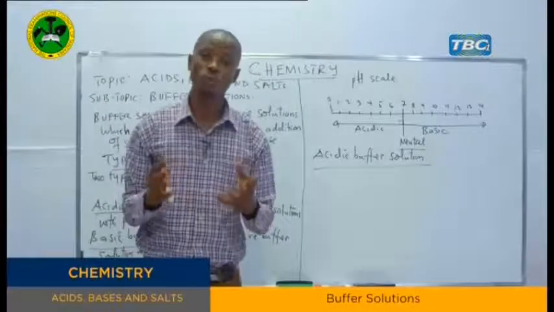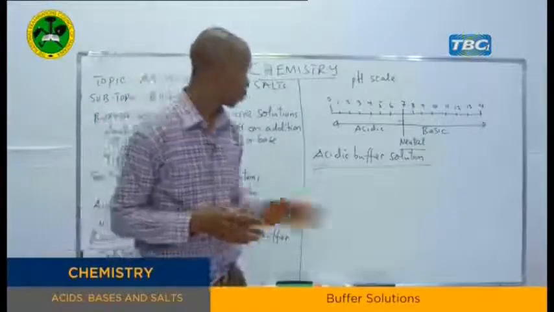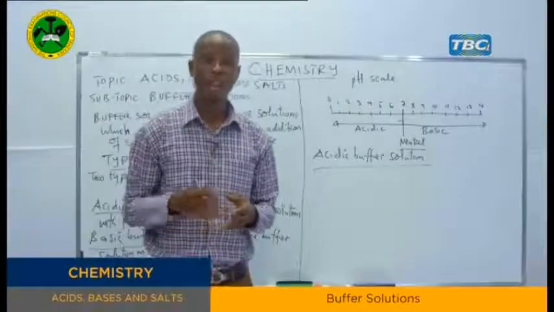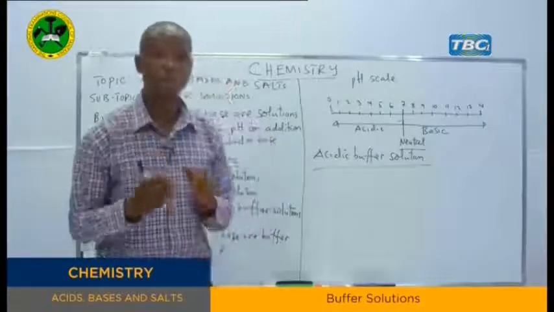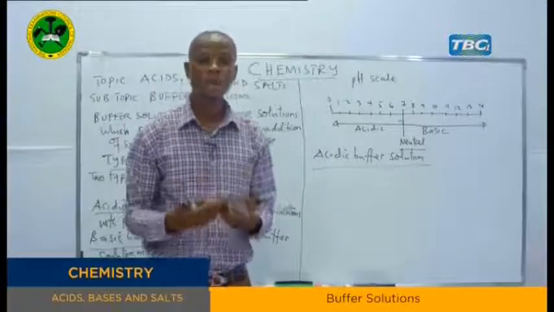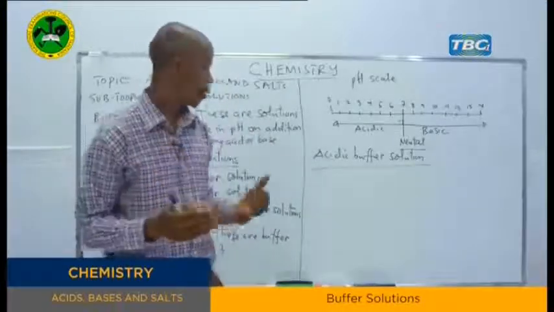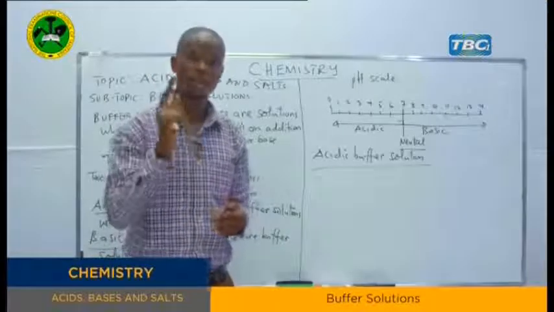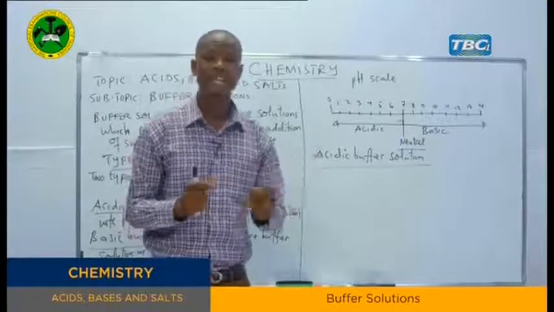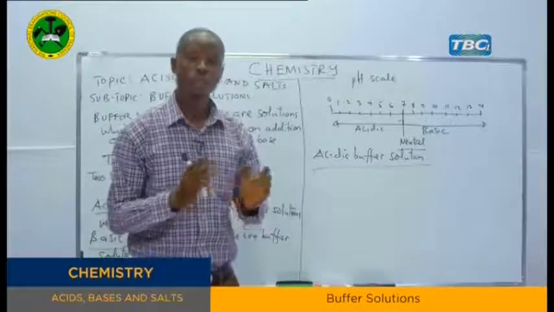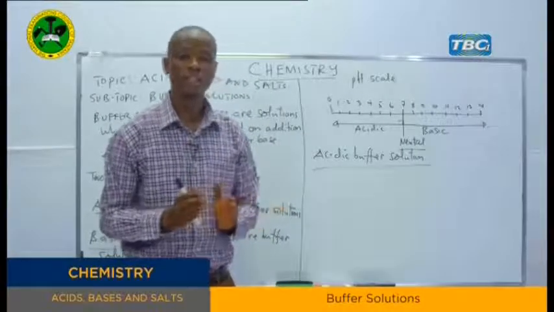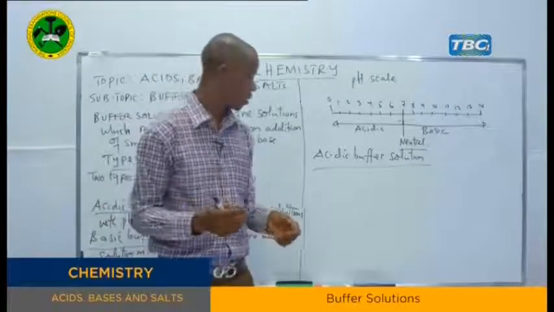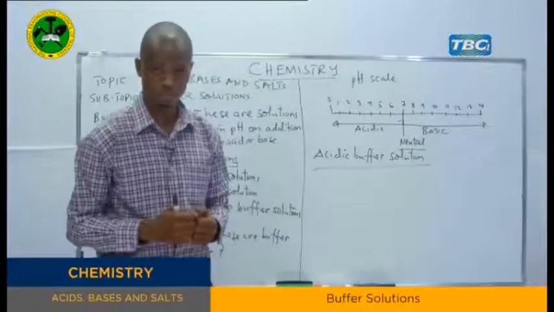There are two things that we have to consider when we talk about the acidic buffer solution components. Number one, a good buffer mixture should have about equal concentration of its components. And number two, the weak acid and its strong salt, in order for them to be used as a buffer, should have a pH less than 7. So those are the two things to consider when you talk about a good buffer mixture.